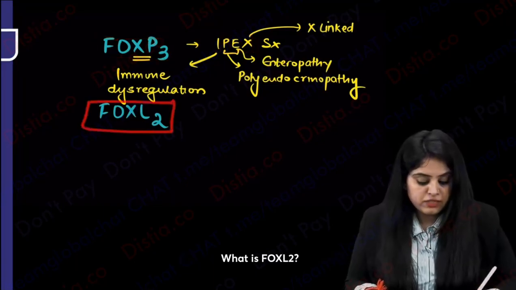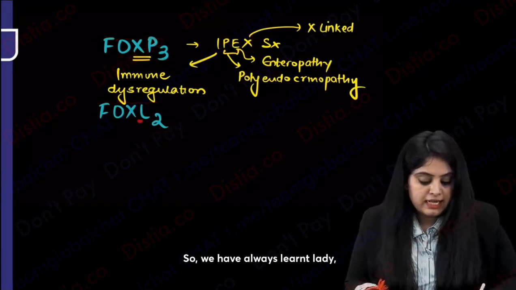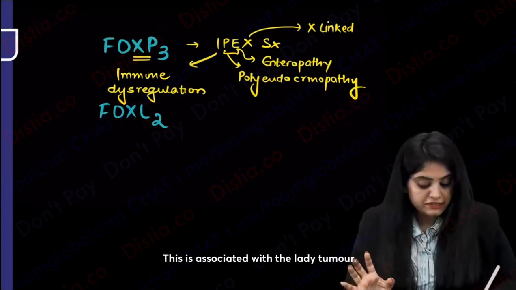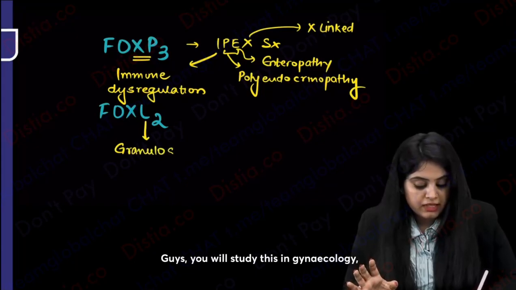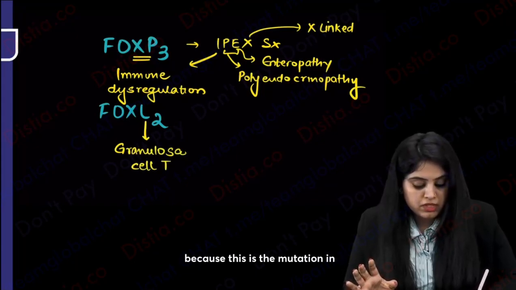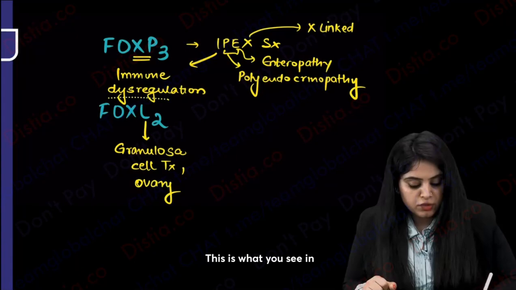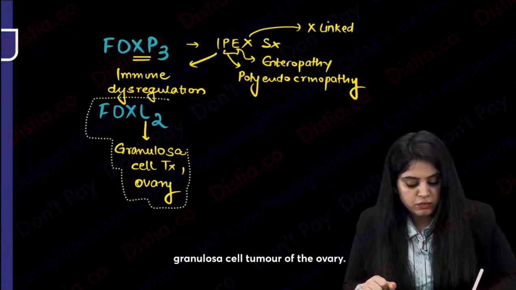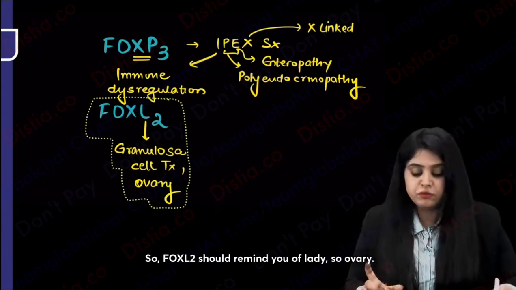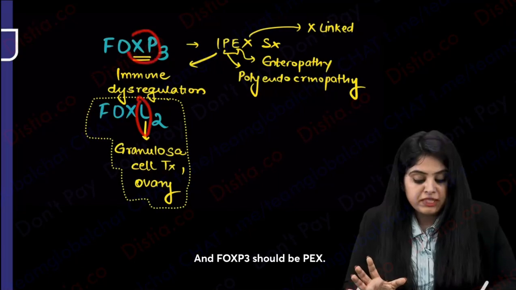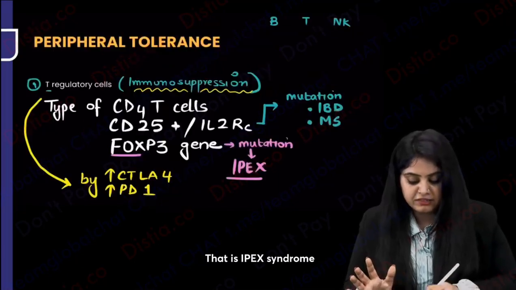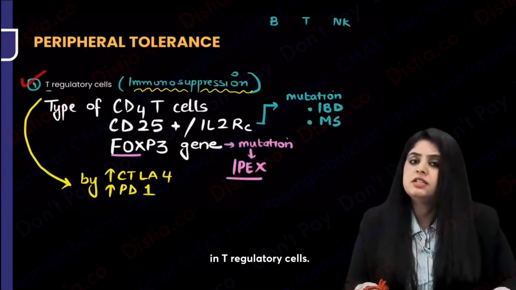What is FOXL2? We have always learned lady, FOXL2 for lady. This is associated with the lady tumor. Guys, you will study this in gynecology because this is the mutation in granulosa cell tumor of the ovary. This is what you see in granulosa cell tumor of the ovary. So FOXL2 should remind you of lady, so ovary, and FOXP3 should be PEX, that is IPEX syndrome, and that is what you were talking about in T regulatory cells.